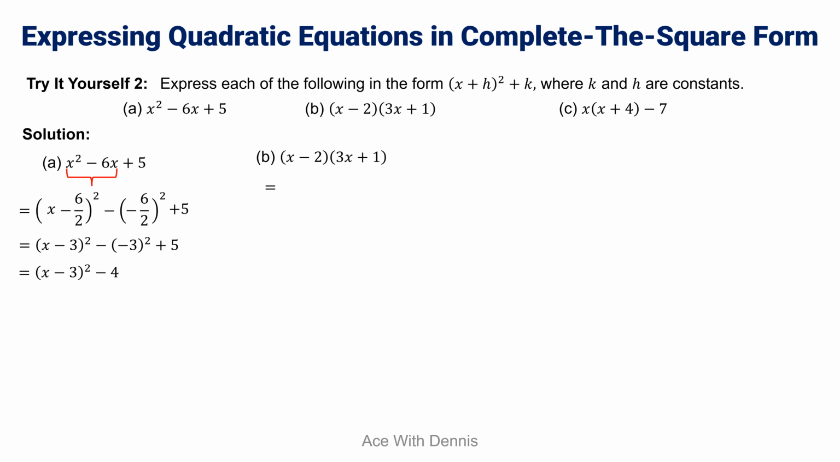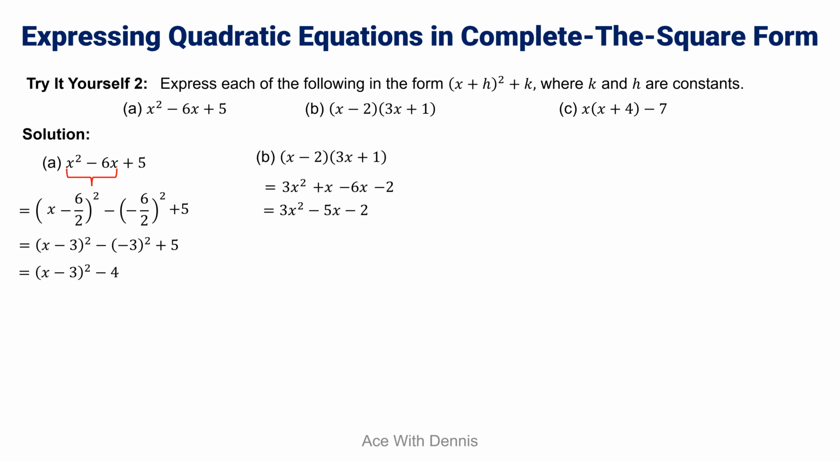So the first step we have to do is to expand the bracket here. So x times 3x, we get 3x squared. Then x times 1, we get plus x. Negative 2 times 3x, we get minus 6x. Then negative 2 times 1, we get negative 2. So group the like terms together, 3x squared minus 5x minus 2.